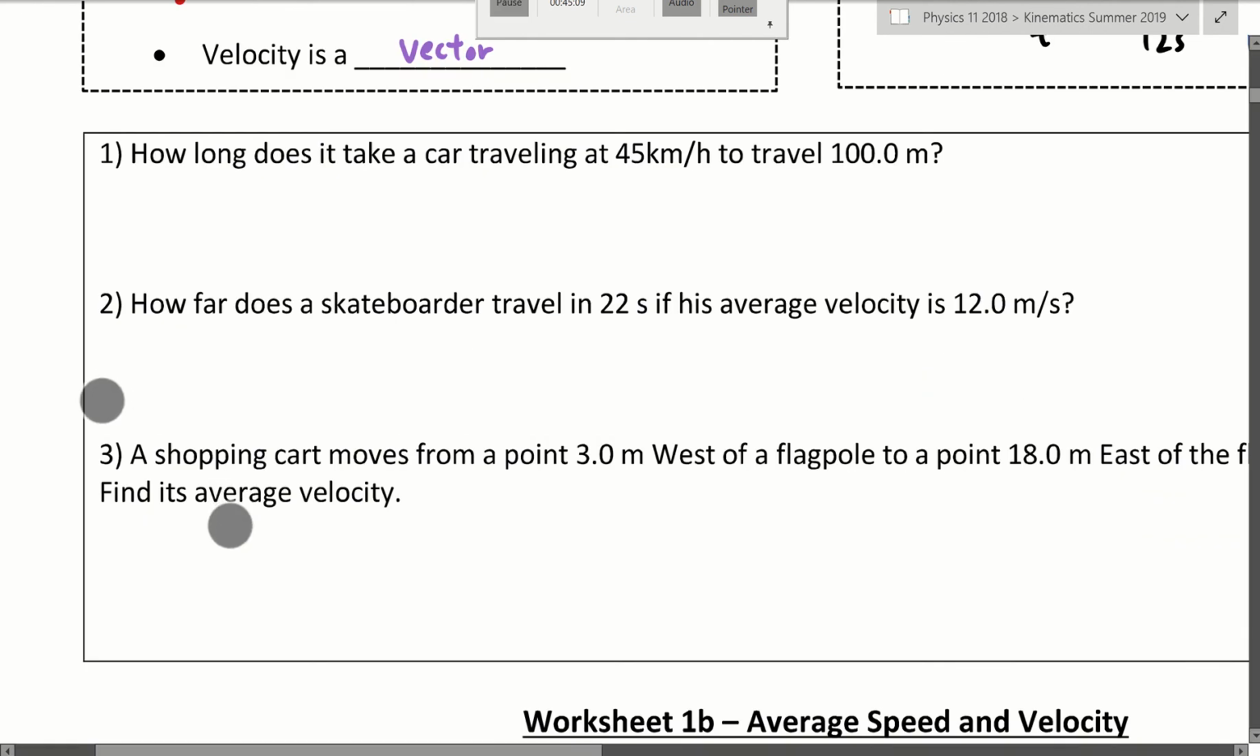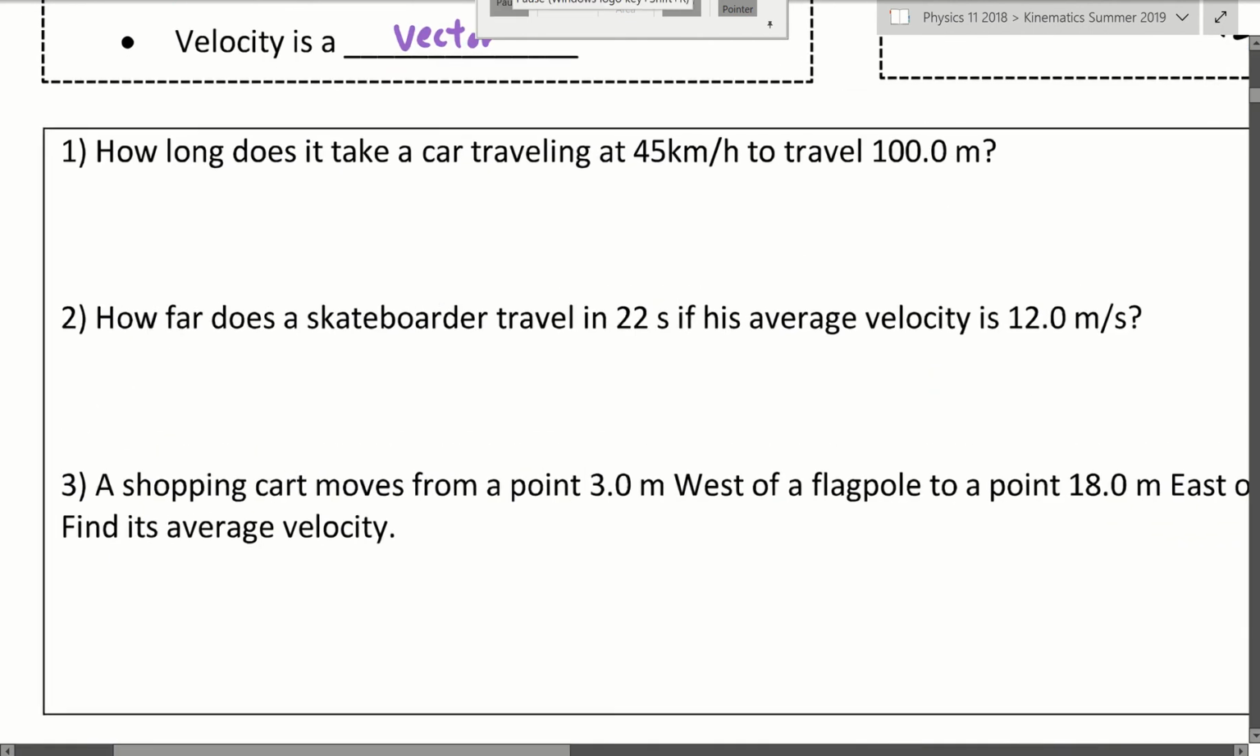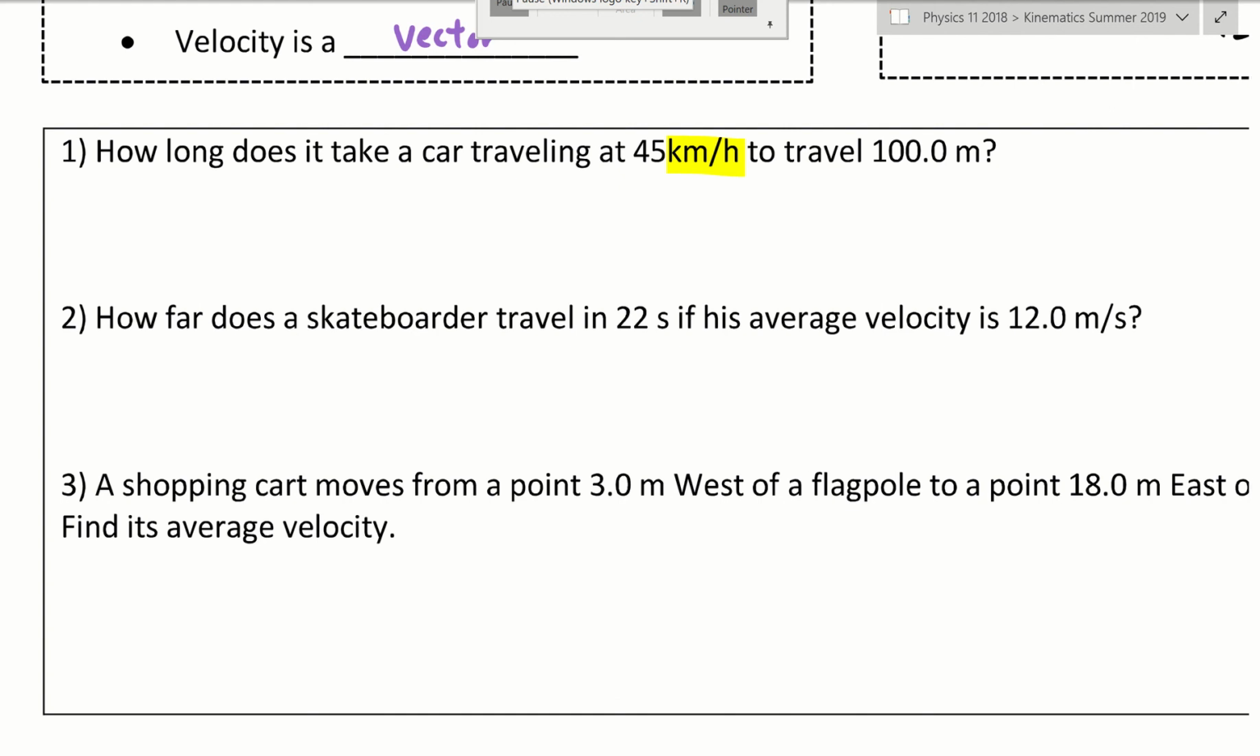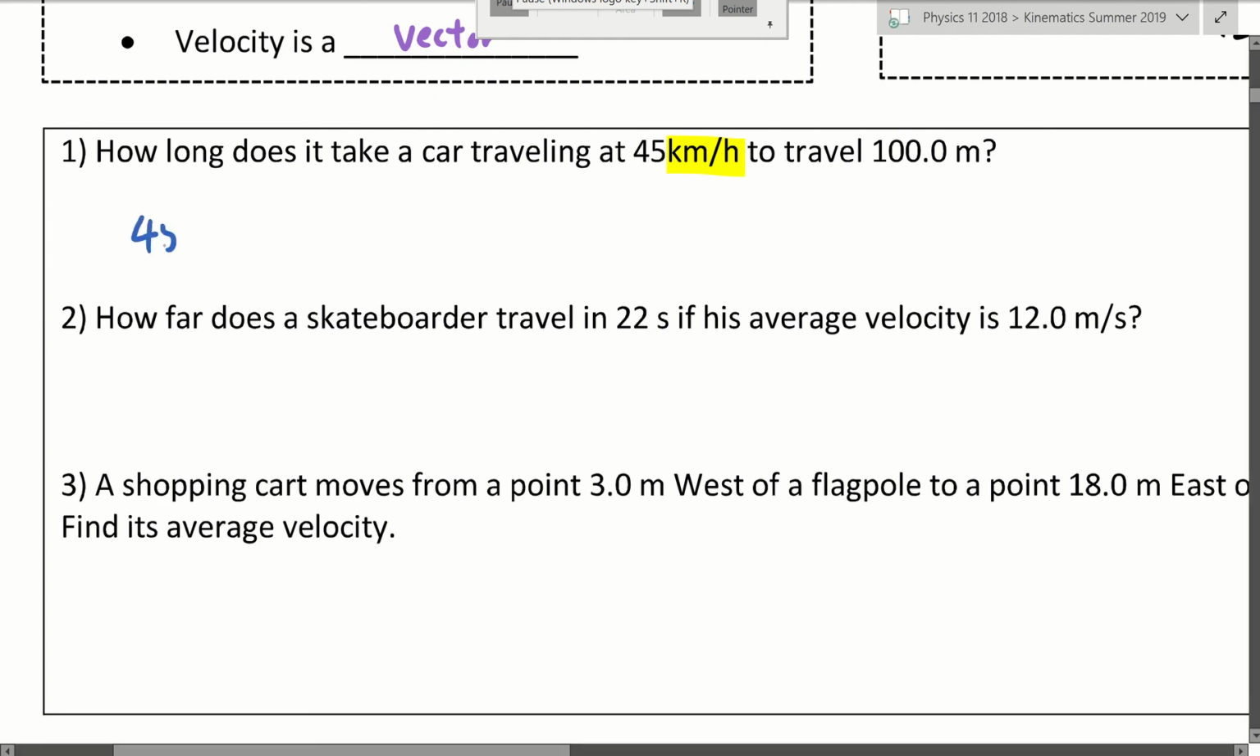Okay, so a few more examples. How long does it take a car traveling 45 km per hour to travel 100 meter? Now, first of all, you look at this unit and you go like, ew, that unit doesn't work with any of the equations, right? You cannot have km per hour. So remember that. So therefore, step one is actually getting rid of that km per hour business and changing it to meter per second.